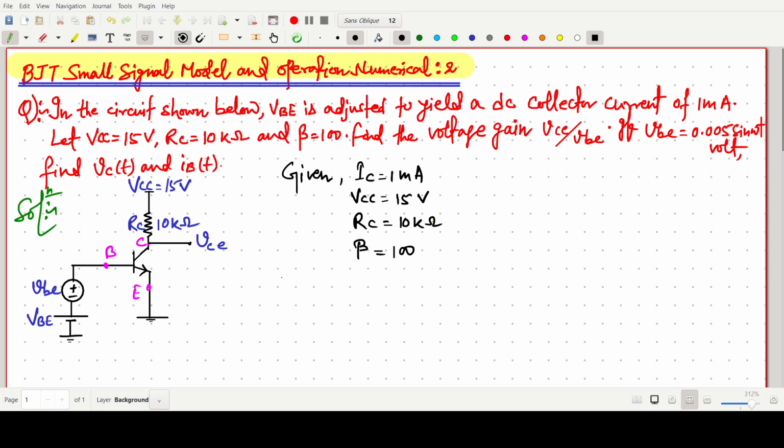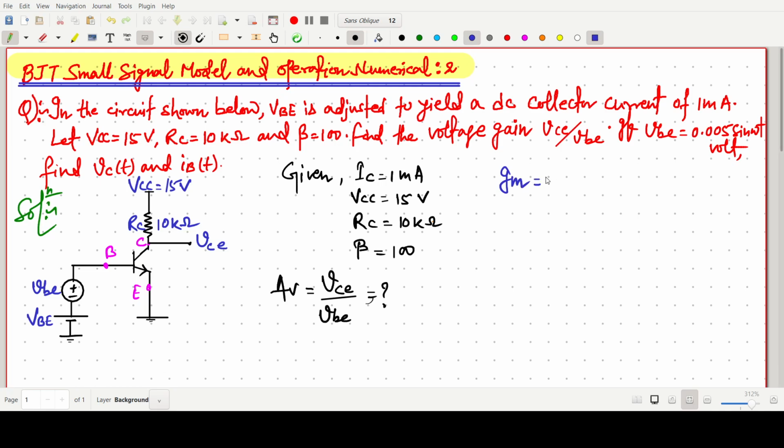So we have to find the voltage gain, say AV, that is our AC voltage gain VCE by VBE. Okay, AC small signal gain. So that we have to find. First of all, before solving this problem, this is a small signal model based problem of a BJT. So before that, we have to first find the following parameter like gm.